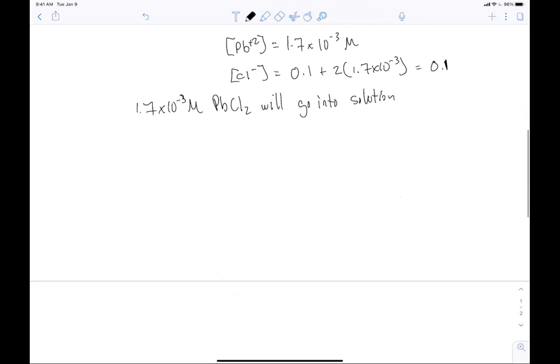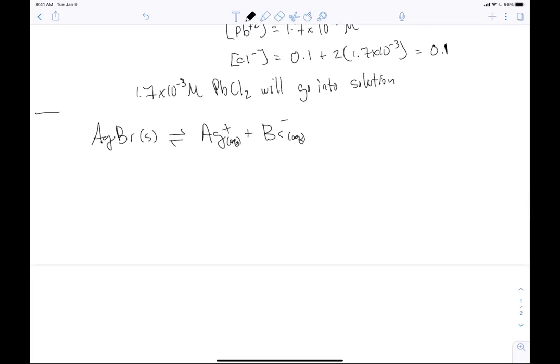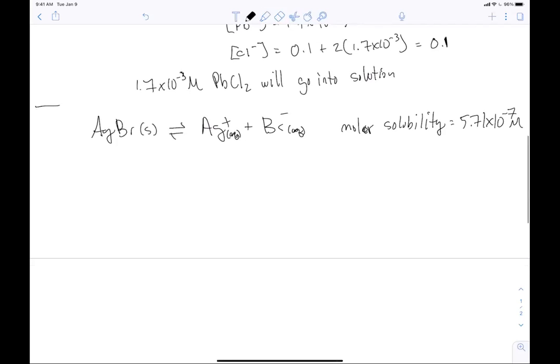Let's see, I'll do one of these really quick and then I want to move on to kinetics. For example, if it says silver bromide, let's say you're looking at this reaction. These are both aqueous. If we know that the molar solubility, which is really what we calculated right here, is equal to 5.71 times 10 to the minus 7 molar, then we just use the same relationships.